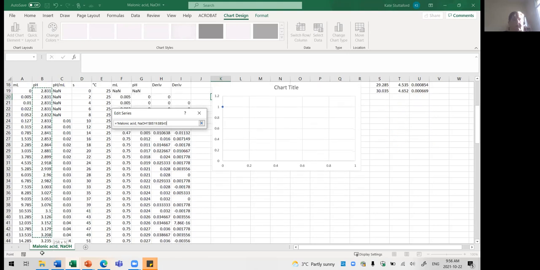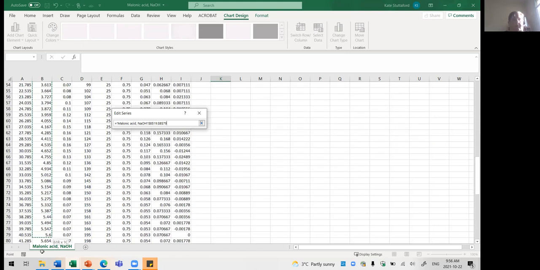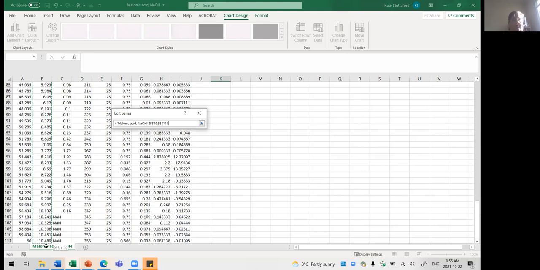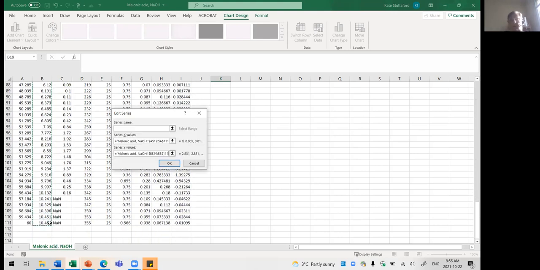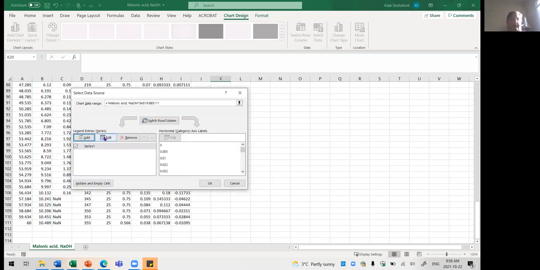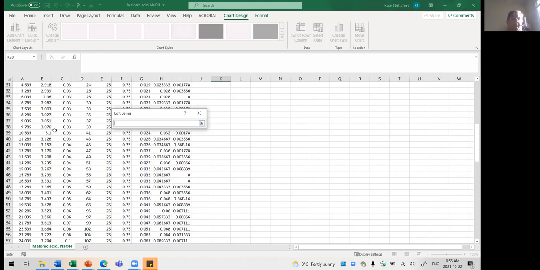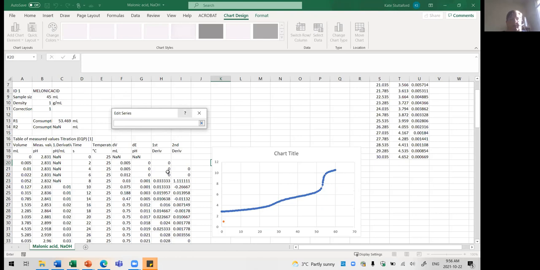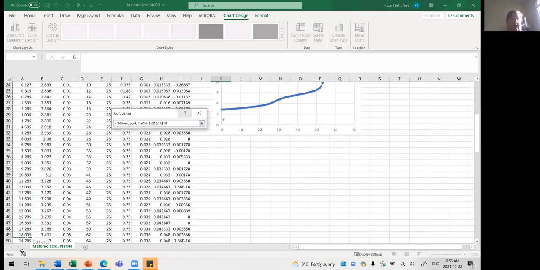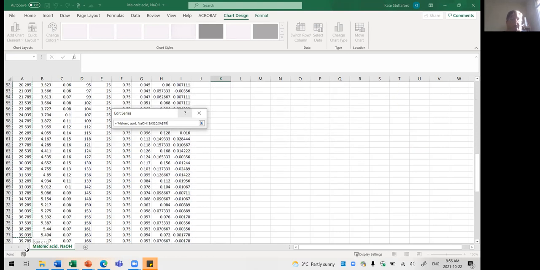Okay, so the Y's are here. And enter, and then I'm going to add the first derivative. So my x's are still my volumes, but I started my first derivative down 1 point because I need to be able to subtract the one before it. So I start my x's down 1 point.